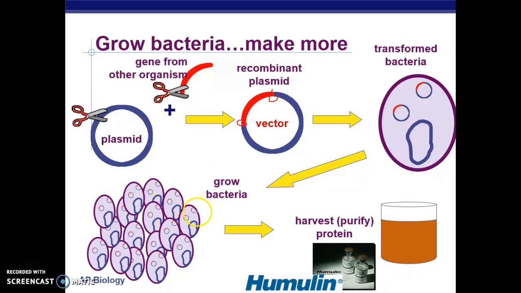And then once you've grown the bacteria and they start producing the protein made by this gene, you then need to purify the protein using a process which we're not going to go into, known as protein chromatography. And then that protein can be used for whatever you need it to be used for.